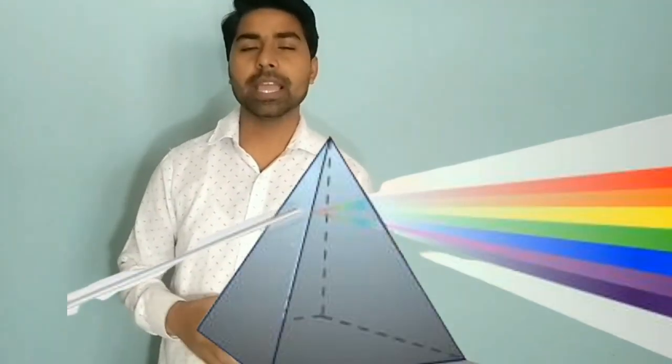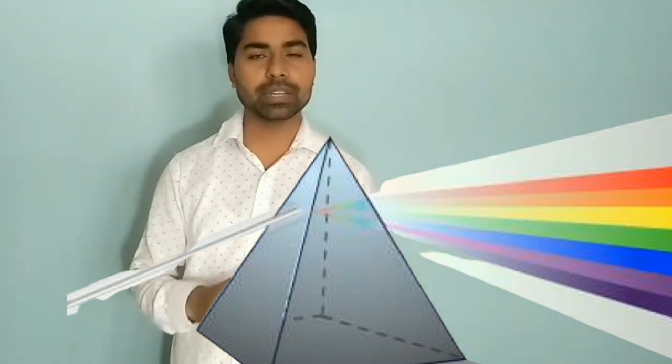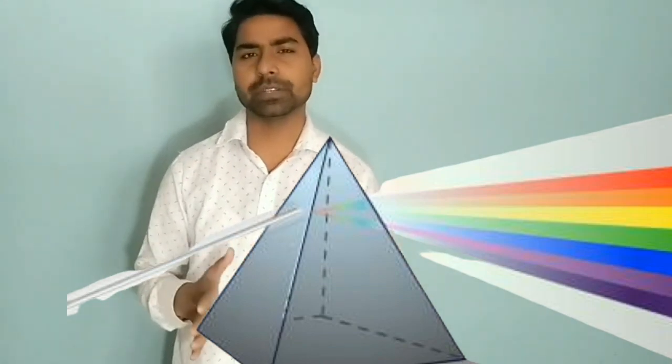But today we will talk about dispersion. What is dispersion? The spectrum, the splitting of white light into its constituent colors when light passes through a prism. This phenomenon is called dispersion, and we are not going into detail about this topic.